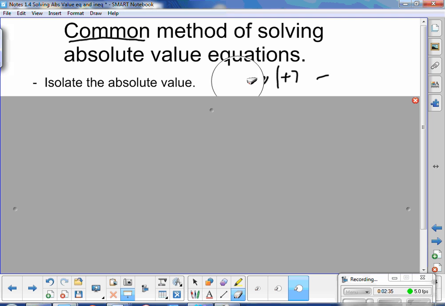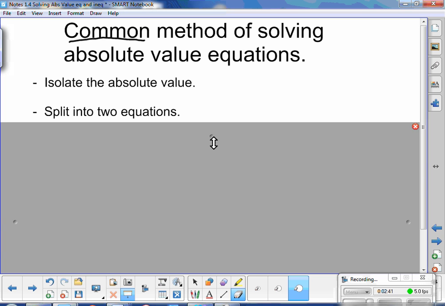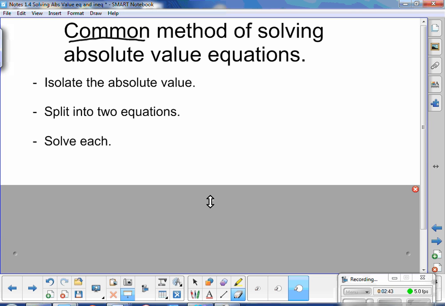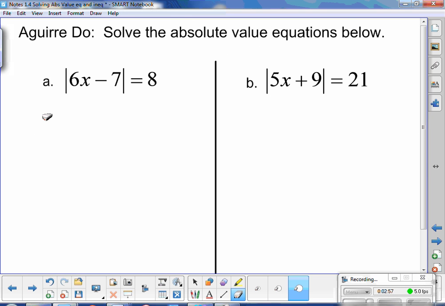Anyhow, let's erase that. If you isolate the absolute value first, if there are things on the outside of the absolute value bars, you need to, for lack of a better word, cancel them. After that, you can split the absolute value into two separate equations and solve each of them, because you should have two answers. Okay, we did this in class, so just in case you want to see or hear how we did this again.